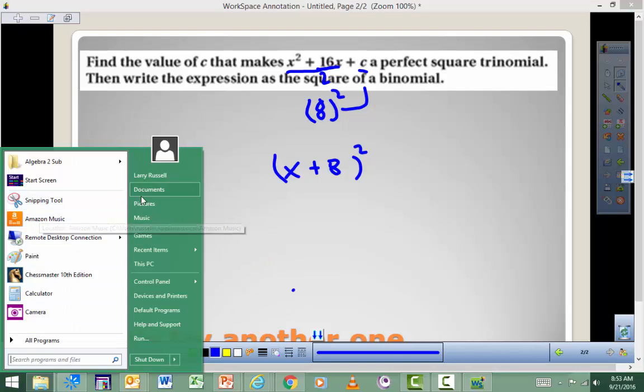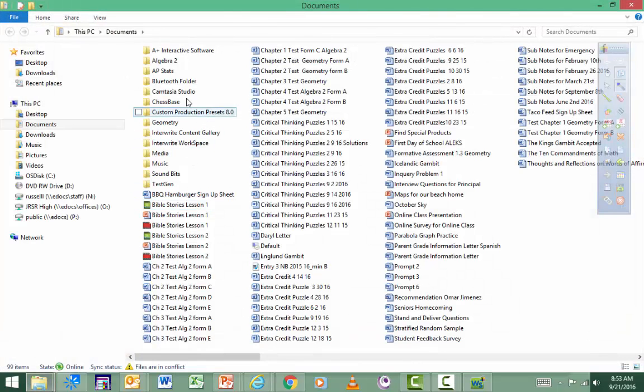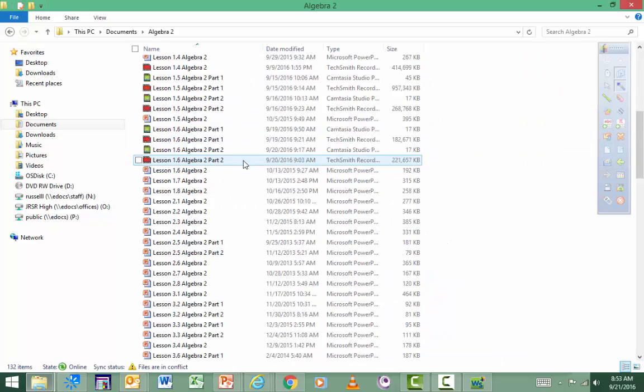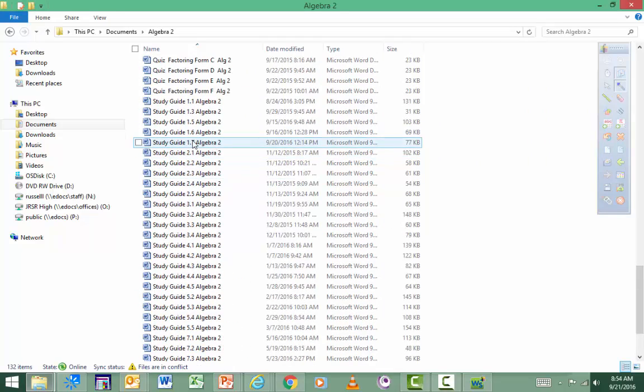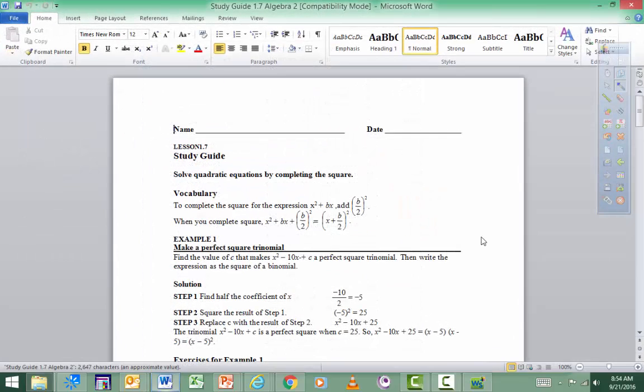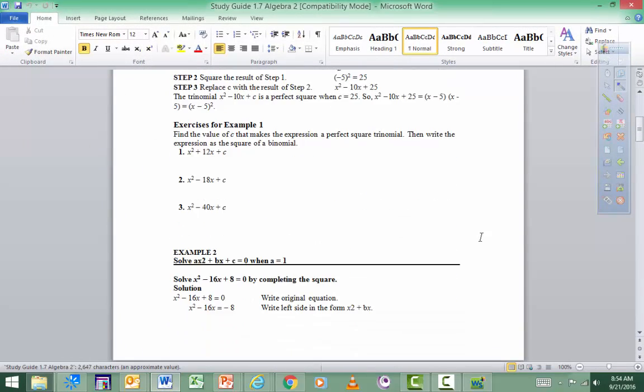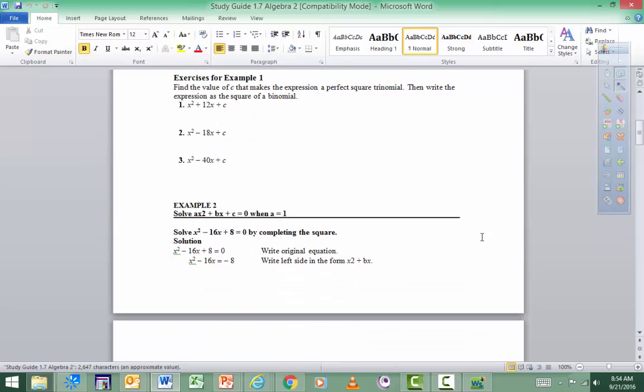Let's see if we can get this. You always divide by 2? Divide the middle term by 2 and then square it. So we'll go down to here, study guide 1.7. You should be able to do these exercises now. Take a moment, I'll give you about a minute or 2, see if you can find the 3 c's that are missing.